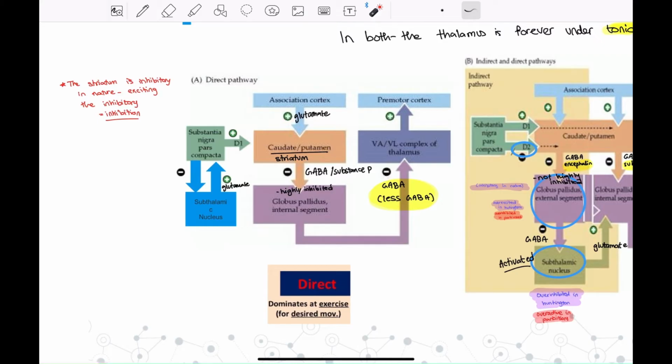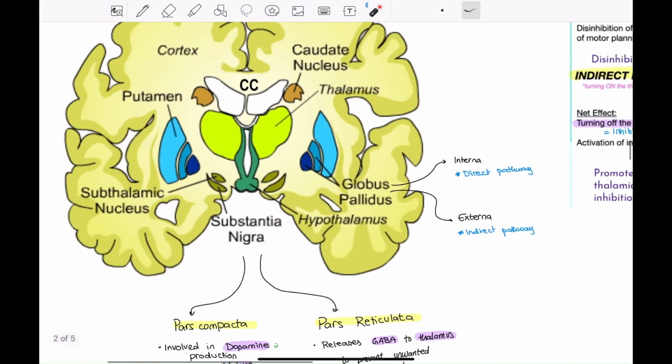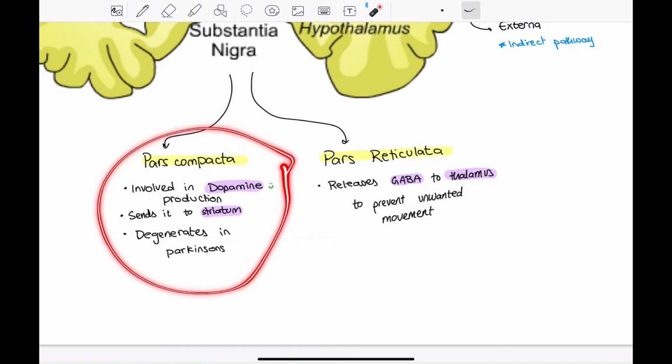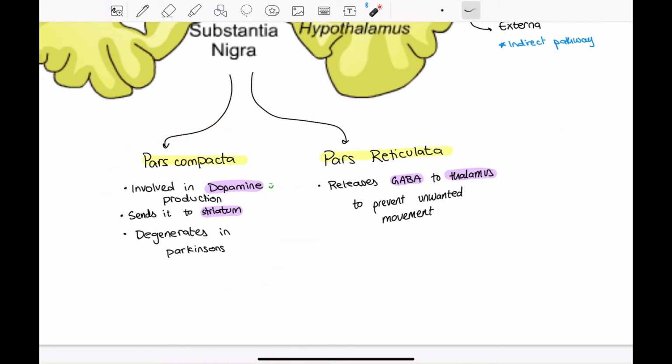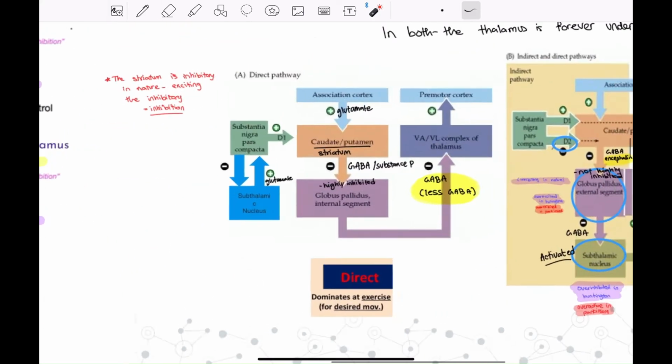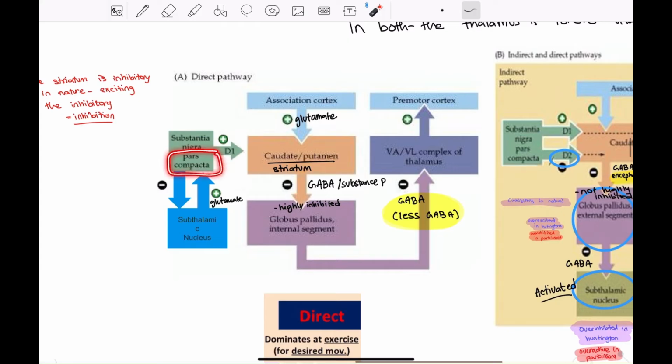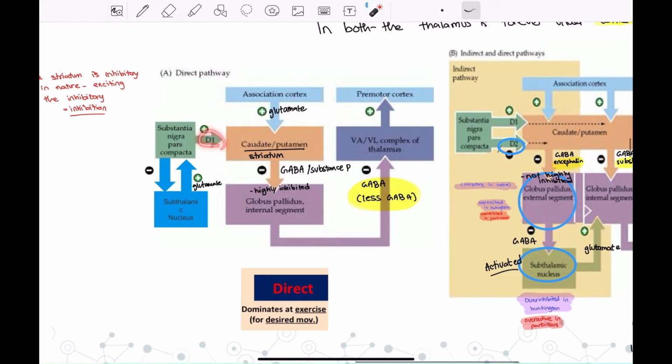On the other hand, we also have the substantia nigra, specifically the pars compacta, which is what we talked about over here. We said that it's involved in the direct and indirect pathway. How? By secreting dopamine, and it sends it to the striatum. So over here, as you can see, pars compacta releases dopamine and sends it to the striatum. Okay, now pay attention to the receptor over here. In the direct pathway, we are using a D1 receptor. This D1 receptor is activating or stimulating or excitatory.